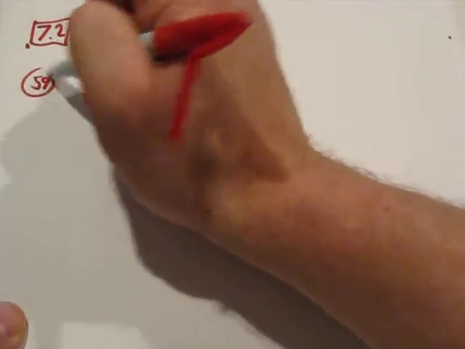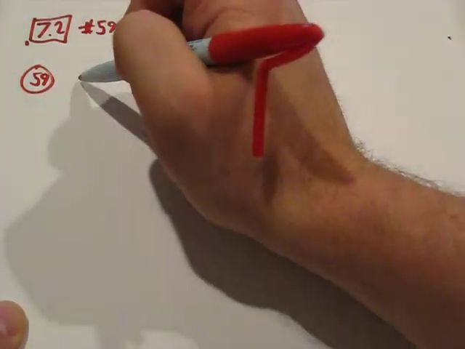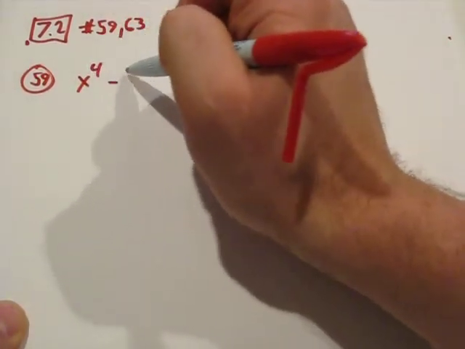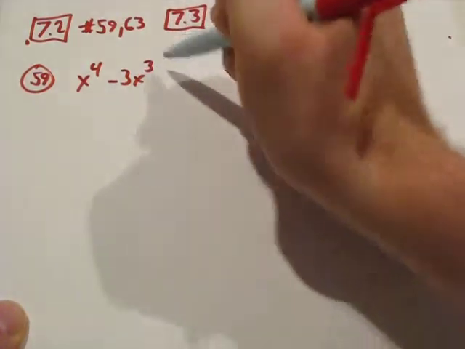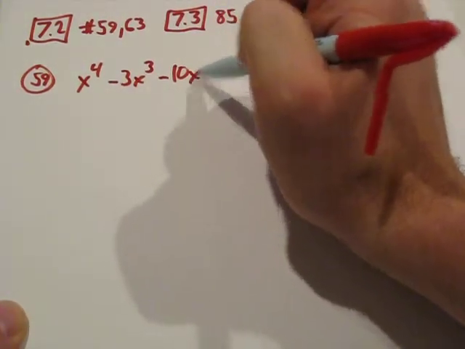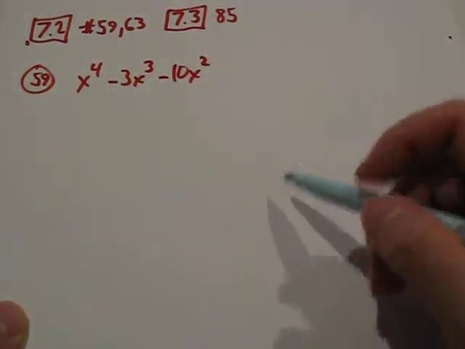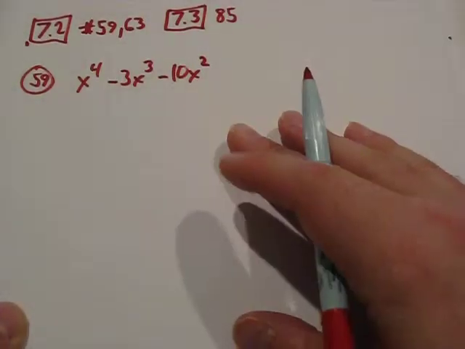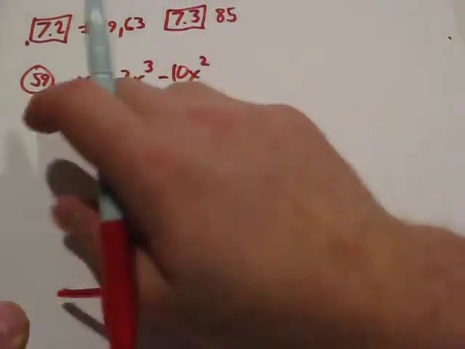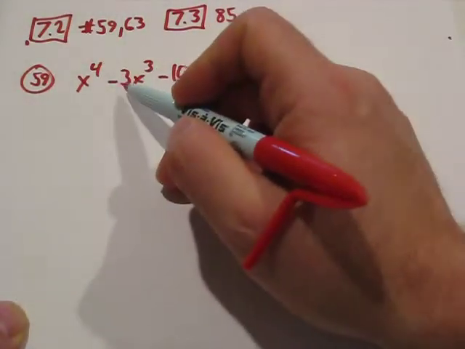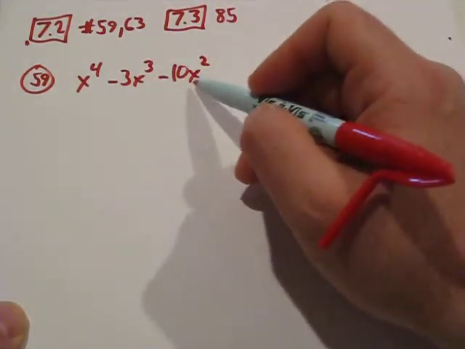Okay, the first thing we're going to do is look at problem number 59. Problem number 59 is x to the fourth minus 3x cubed minus 10x squared. And our first job is to factor this. Now, the first rule of factoring is you look for a common factor, a greatest common factor, between x to the fourth, negative 3x cubed, and negative 10x squared.